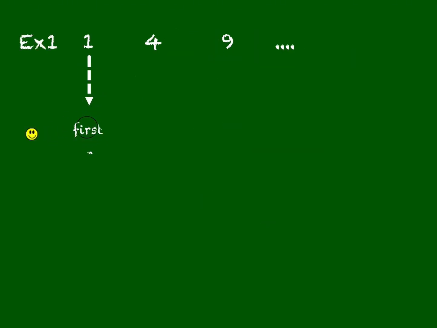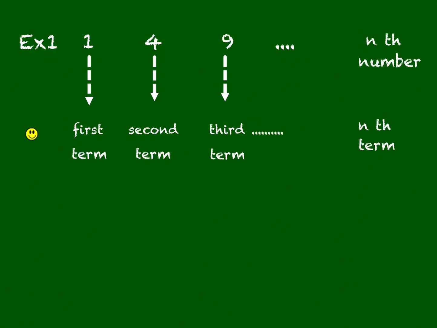Each term is identified by its position in the sequence, such as the first term, second term, third term, and so on, up to the nth term. In mathematical terms, we represent the first term as a sub 1, the second term as a sub 2, the third term as a sub 3, and so on. Any term in the sequence, the nth term, also known as the general term, is a sub n.